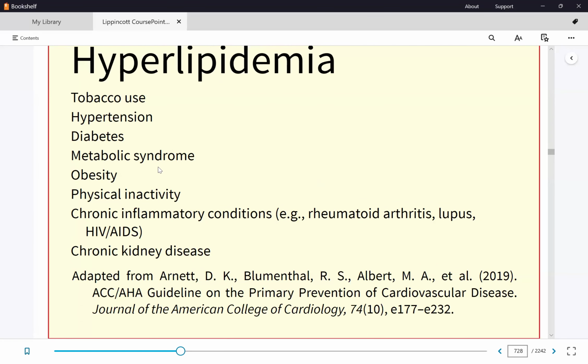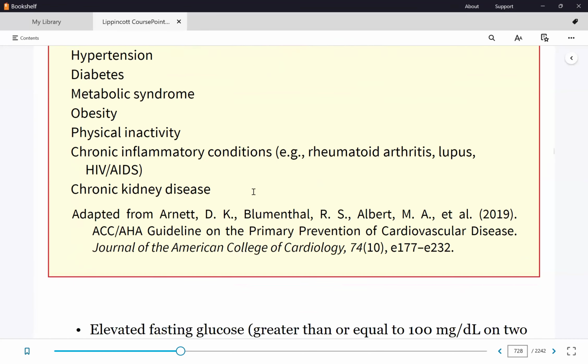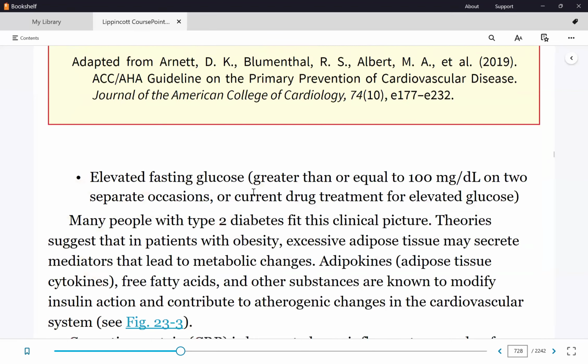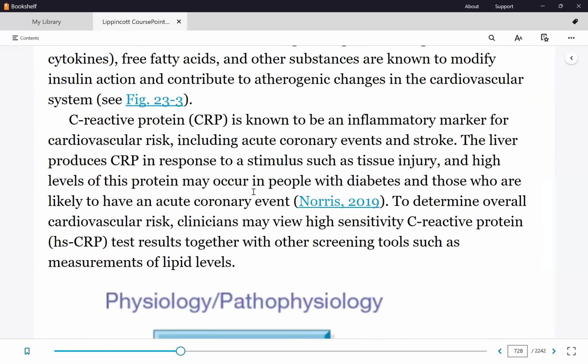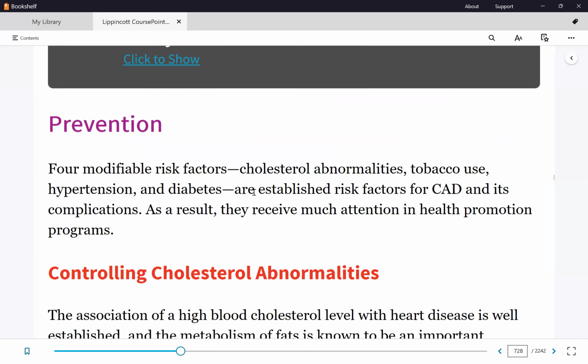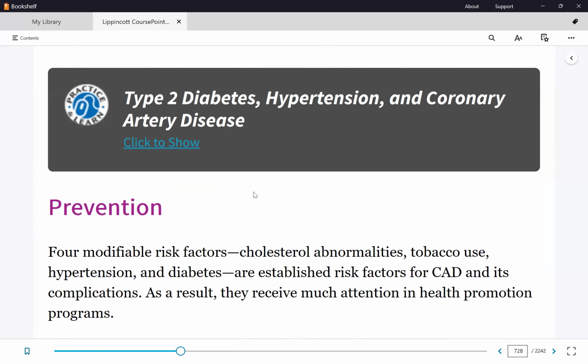Okay. And these are your modifiable risk factors: smoking, diabetes, hypertension. Why are they modifiable? They can be treated, they can be prevented or modified. And of course, prevention would be, which one can you prevent? The modifiable or non-modifiable? So you modify the modifiable risk factors, and then that will help prevent CAD.